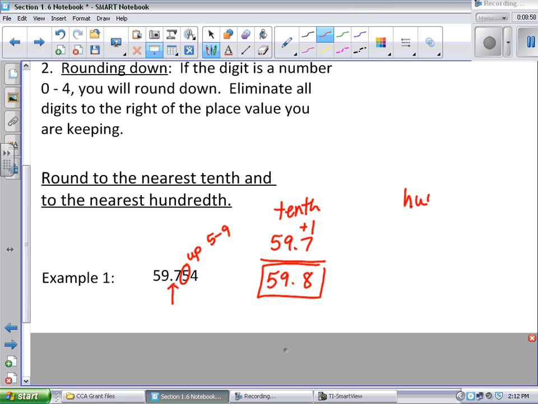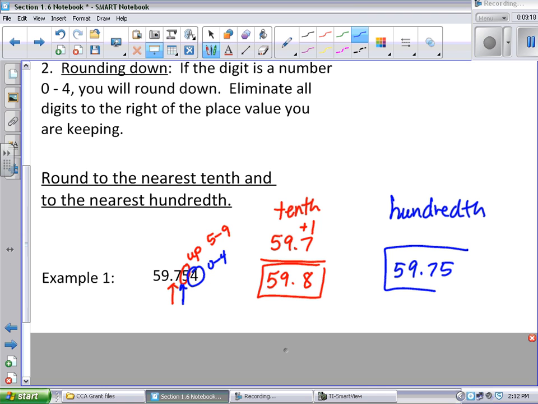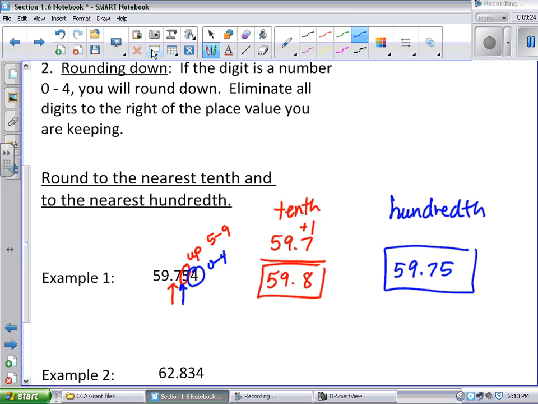To the 100th, let me do this in a different color. To the 100th decimal place, here's my 100th decimal place, so I have to look to the one right of it. It's between 0 and 4, which means I'm rounding down. 59.75, and all I do is eliminate everything to the right of it. That 5 does not change. Let's look at another example.